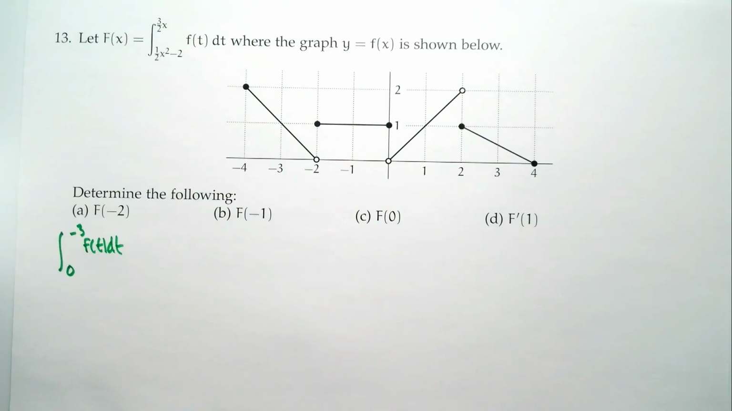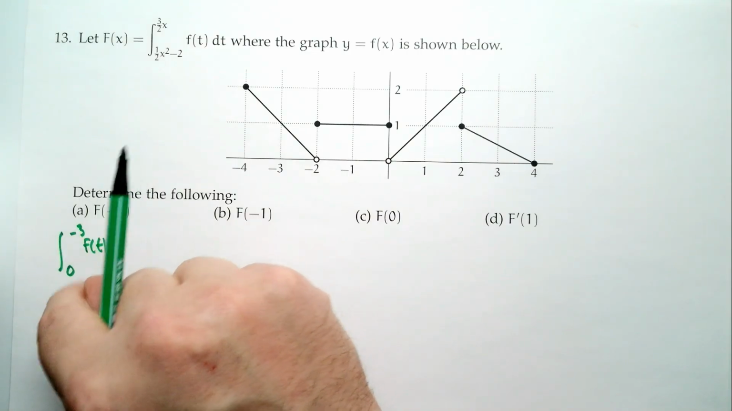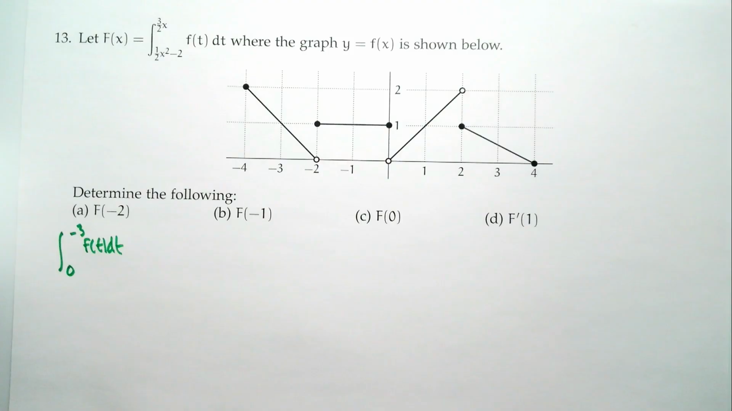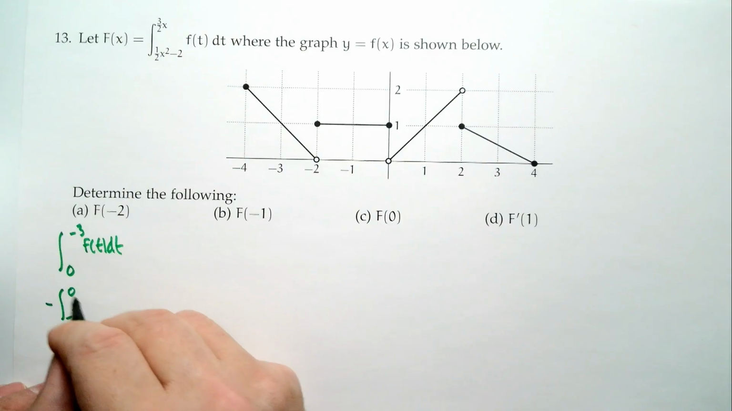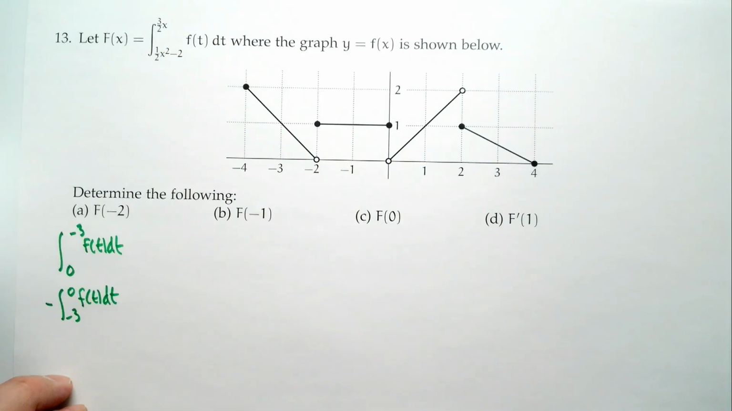Okay, well that's fine. However, you have to be a little bit careful here. The bounds are kind of in the wrong order because they're from 0 to -3. We're more comfortable going from -3 to 0. So we'll flip the bounds and throw a negative in front. Negative integral from -3 to 0 of f of t dt. And now that we have that, we're ready to answer the question.